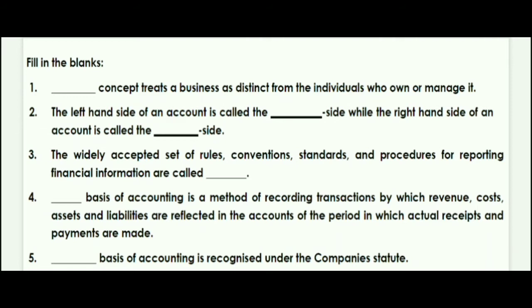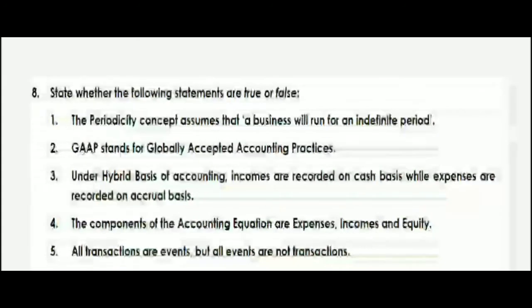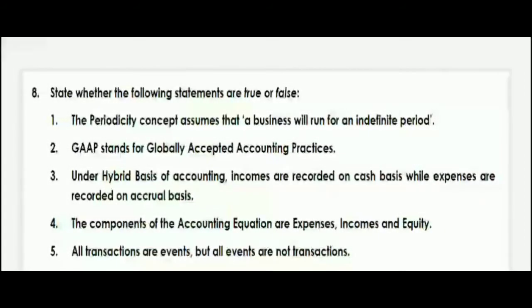The questions are on the screen. I read the answers. For the first, it was business or separate entity. Second, debit and credit. Third is GAAP. Guys, here's the next question. As on your screen, it is a true and false type of question. Let's start with the first question.